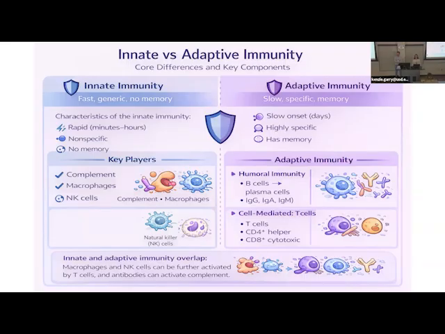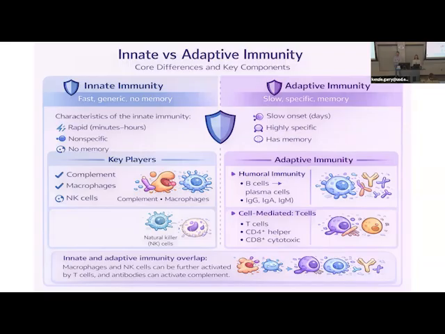It's going to be highly specific, and it does have memory. So I kind of broke apart the different key players. We have our complement, macrophages, natural killer cells, neutrophils, and then we're talking about adaptive immunity. Those are going to be more of our B cells, which transform into plasma cells, which are going to make our antibodies. And then for our cell mediated, we have our T cells, which are split into CD4 helper and then our CD8 cytotoxic.